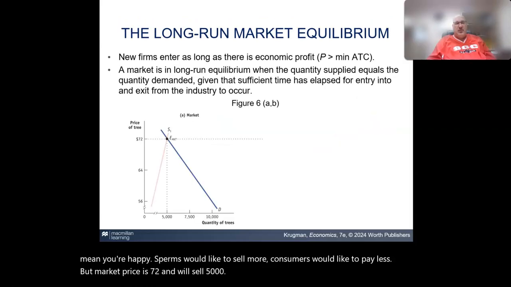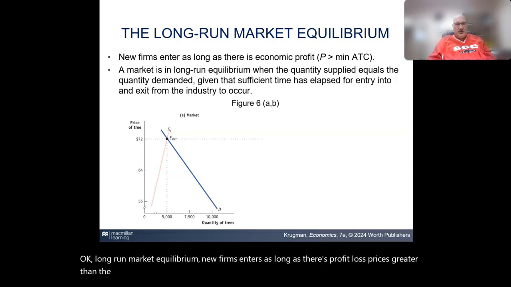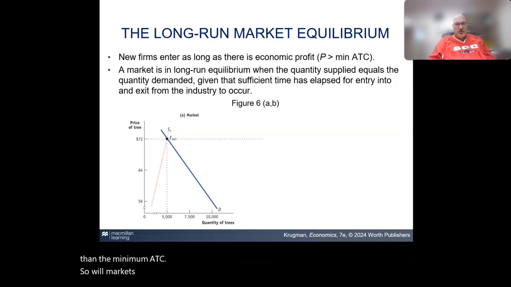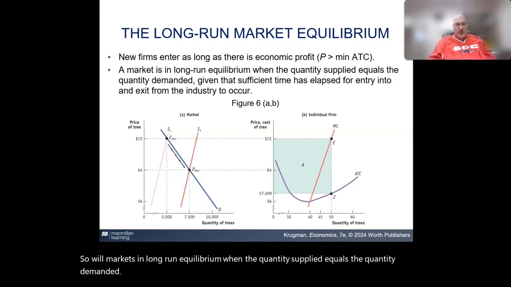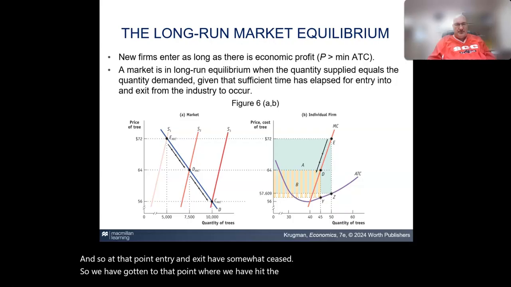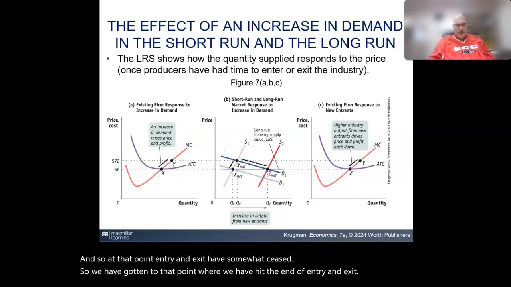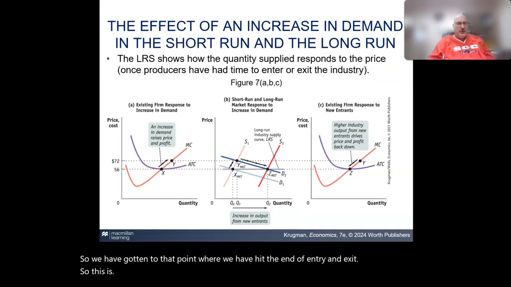Okay, long run market equilibrium. New firms enter as long as there's profit, as long as price is greater than the minimum ATC. So the market's in long run equilibrium when the quantity supplied equals the quantity demanded, and at that point entry and exit have somewhat ceased. So we have gotten to that point where we have hit the end of entry and exit. This is what that would look like.